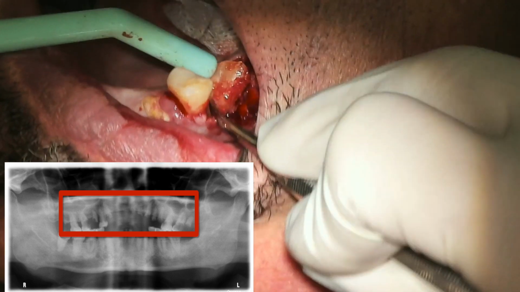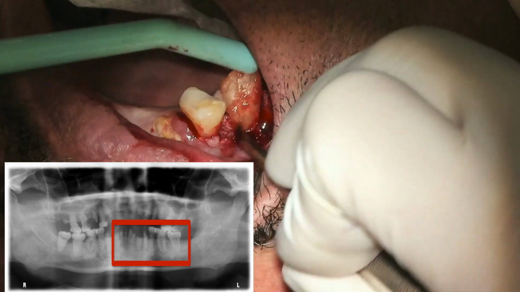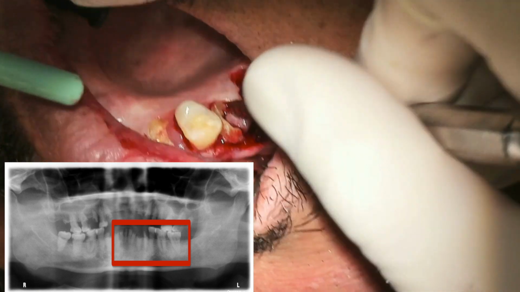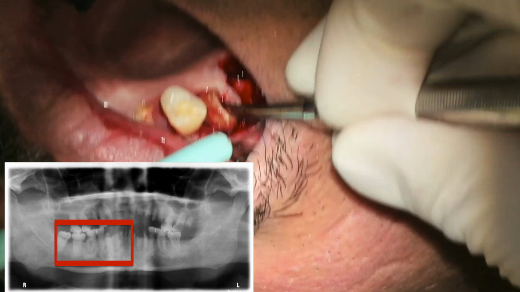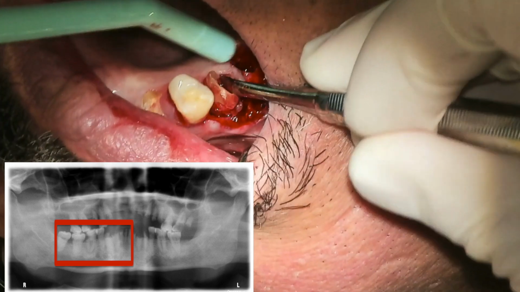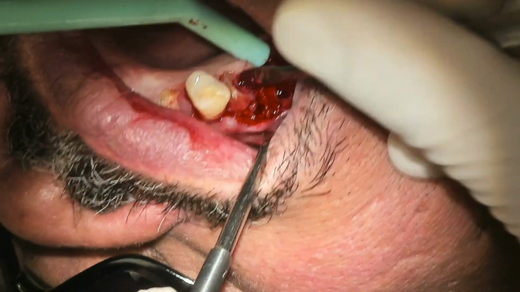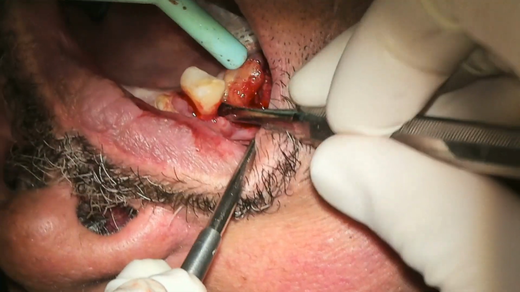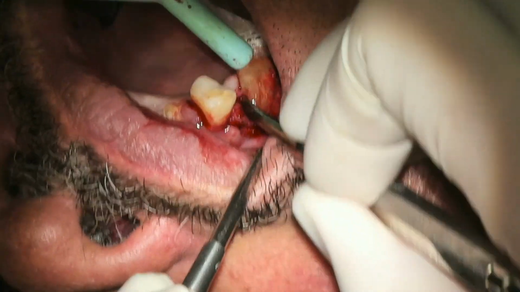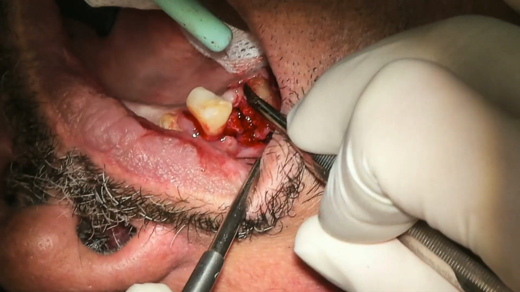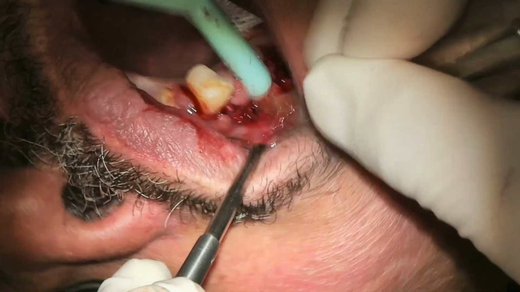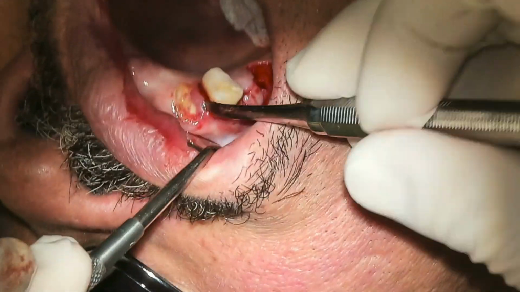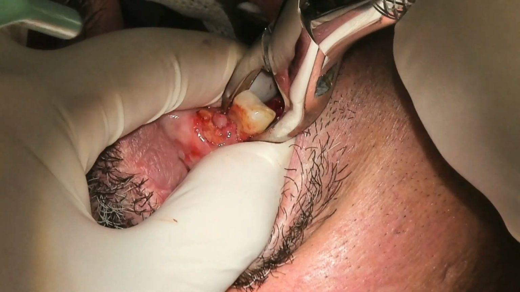After we extract all the lower left, or almost done with the lower left, then I get the lower right numb, and then we can extract all of that as well. So that's the idea, and then we go ahead and suture the entire lower arch, which takes a little while as well, but hopefully you were able to get out the teeth in a timely manner.